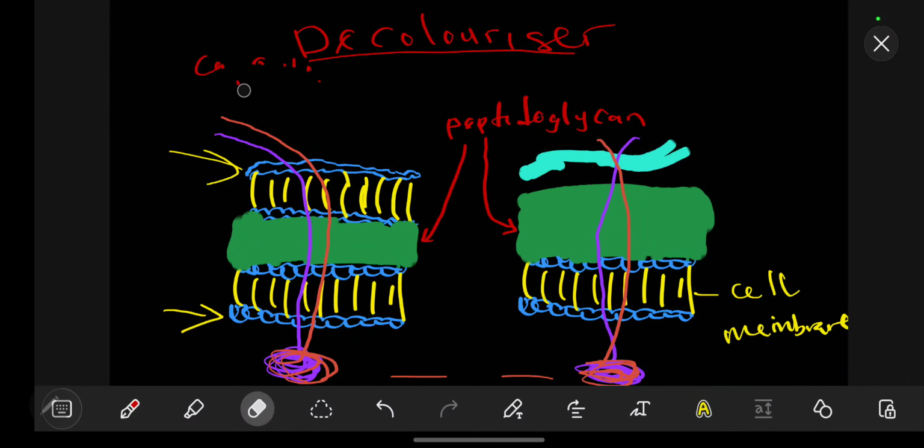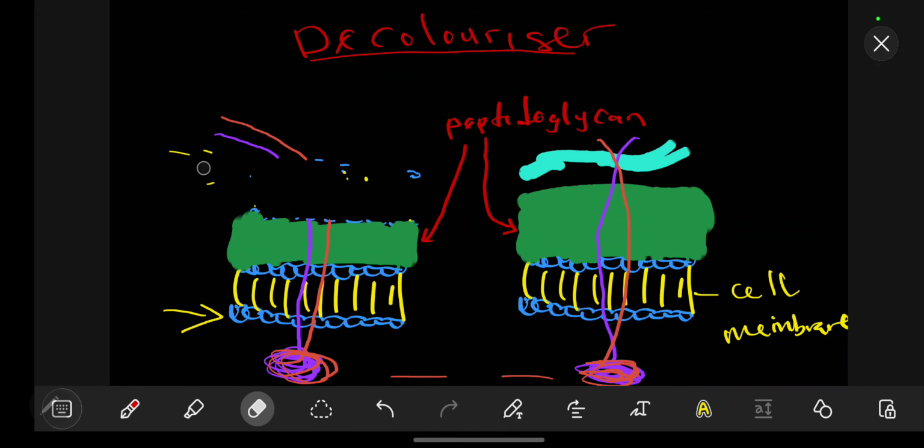It's more like a drying agent. So it dries up the capsule like that. Even the cell membrane is removed like that. So as you can see, it is removed like that. Then also the size of the cell wall is reduced. So as you can see, this is what begins to happen. The cell wall begins to dry up like that.